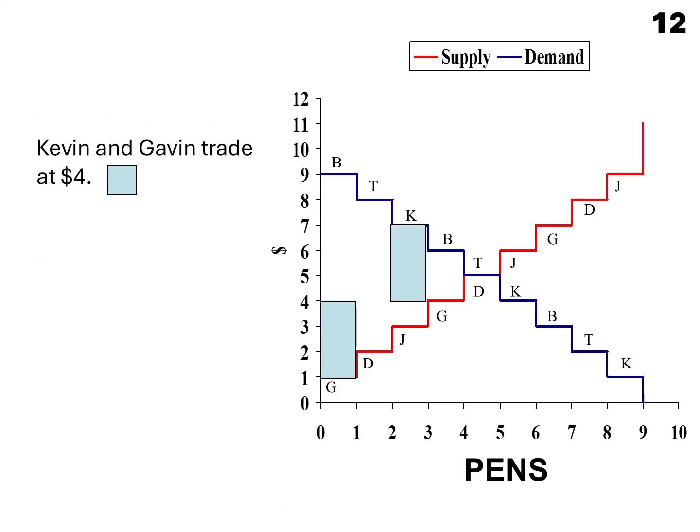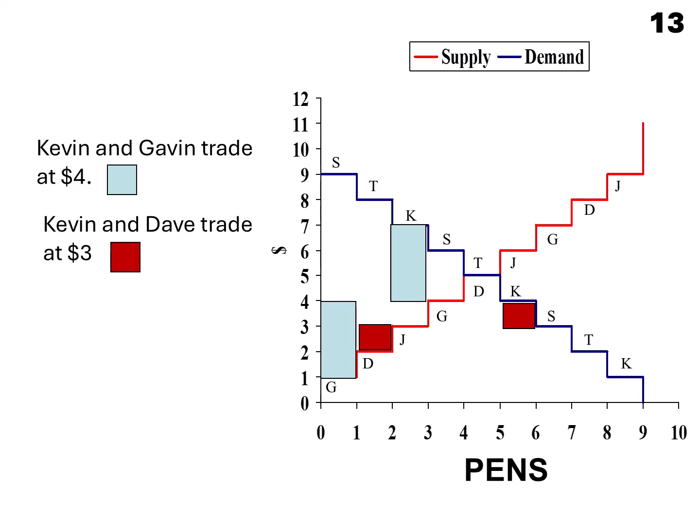Slide 12. Okay. Here is one answer involving 4 trades. In the first trade, Kevin buys a pen from Gavin for $4. We can graph the surplus generated with teal rectangles. For Kevin, it is his first reservation value minus price, or $7 minus $4, which equals $3. For Gavin, it is price minus his first unit cost, or $4 minus $1, which equals $3. Slide 13. In the second trade, Kevin buys a pen from Dave for $3. I have added red rectangles marking the surplus for Dave, which is $3 minus $2, and the surplus for Kevin, which is $4 minus $3.